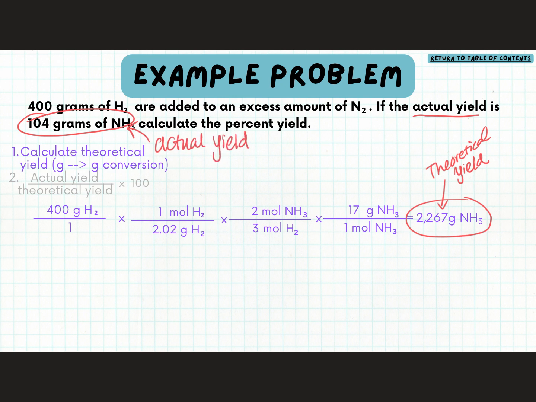What it says to do for step number 2 is that we're going to do the actual yield divided by the theoretical yield times 100. So our actual yield was 104 grams of NH3. And then we're going to divide by the theoretical, which was 2,267 grams of NH3. And then we multiply by 100.